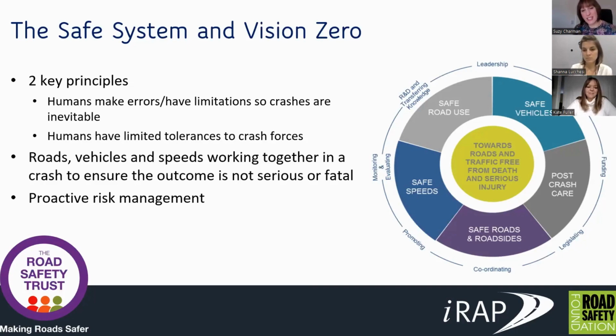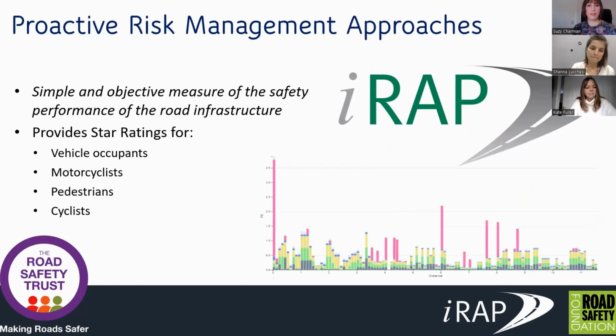We need roads, vehicles and speeds to work together to make sure that crash outcomes are survivable. And to do this, we have to proactively understand and manage risk, just like it's done in aviation and rail. Safe roads and roadsides are part of the safe system, and iRAP can help us with this. iRAP provides a simple and objective measure of the safety performance of road infrastructure, providing star ratings for vehicle occupants, motorcyclists, pedestrians, and pedal cyclists. It provides a detailed understanding of how risk changes along a route, with the detailed scores providing insights beyond what can be achieved with sparsely distributed crash data.